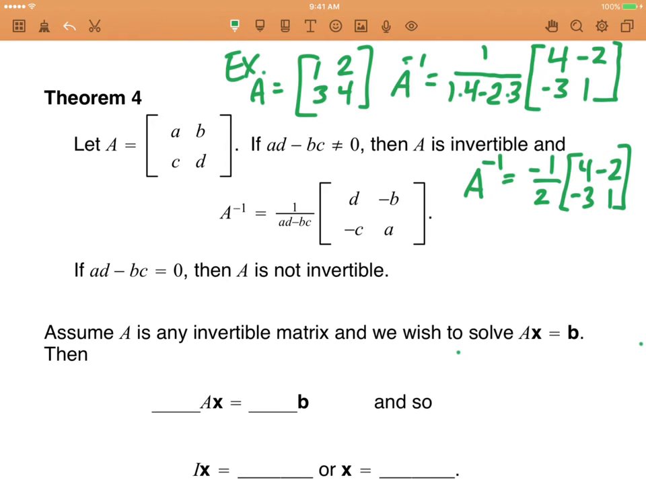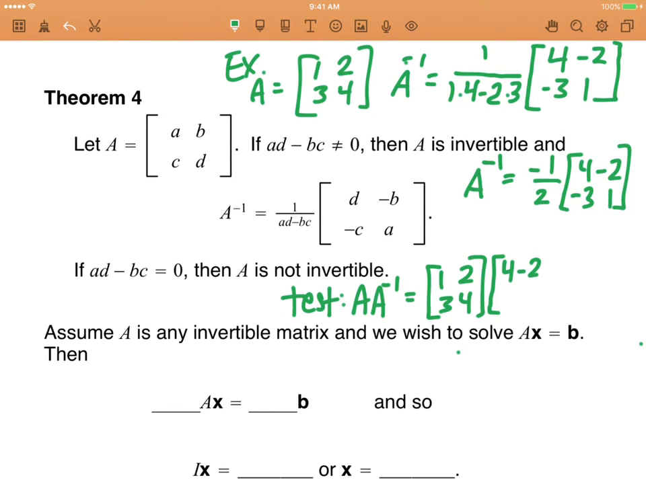Let's test this to see what happens. So if you multiply A times A inverse, we're multiplying 1, 2, 3, 4. The scalar can get multiplied in any order, so I'm going to write the matrix of A inverse first: 4, -2, -3, 1 times -1/2. And then, computing that, to multiply these two matrices, we're going to do the row-column method.